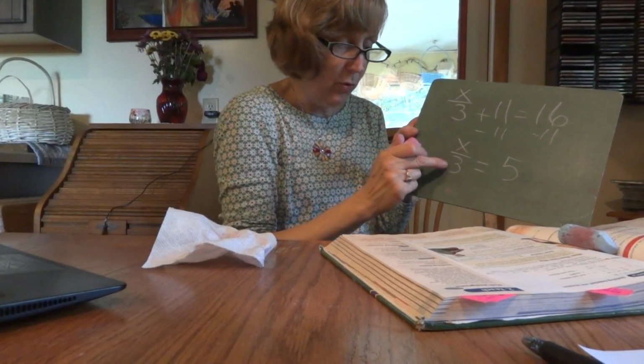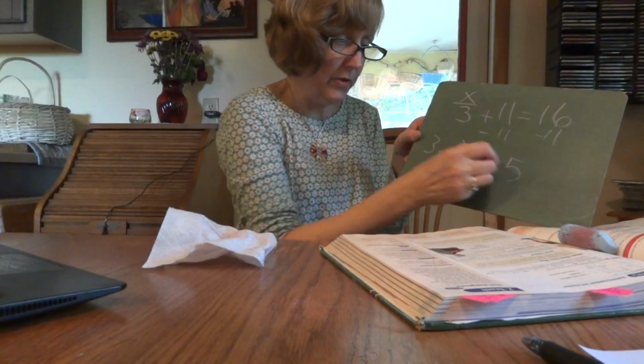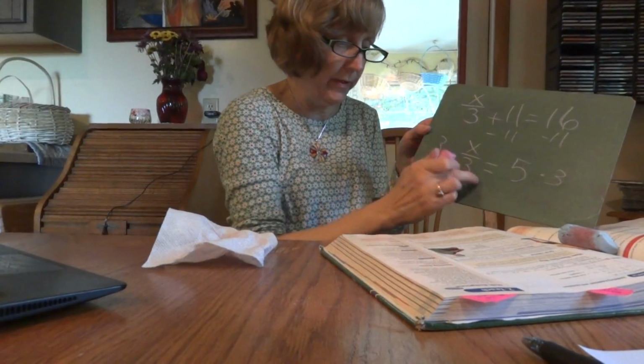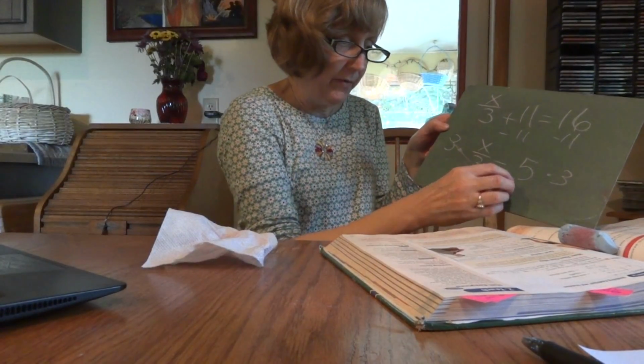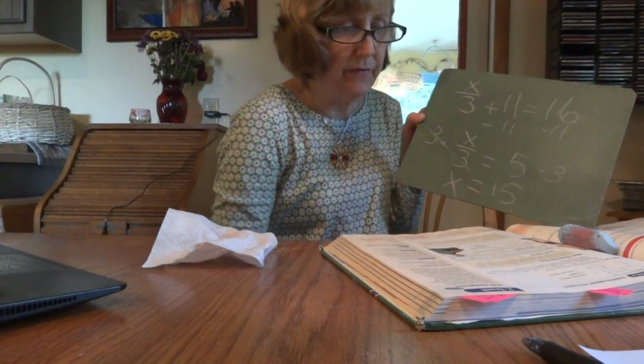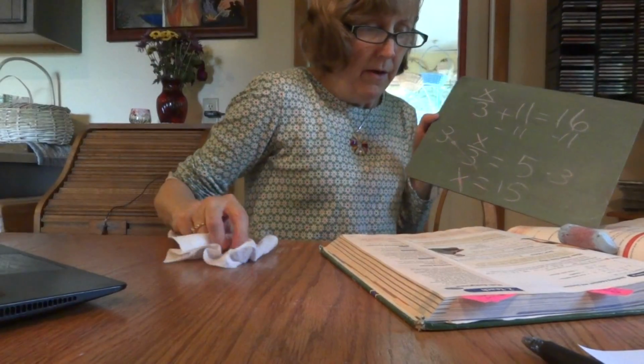Now we need to multiply 3 to both sides because we're trying to get the 3 out of the denominator, so x can be by itself. 5 times 3 is 15. X equals 15. All right.